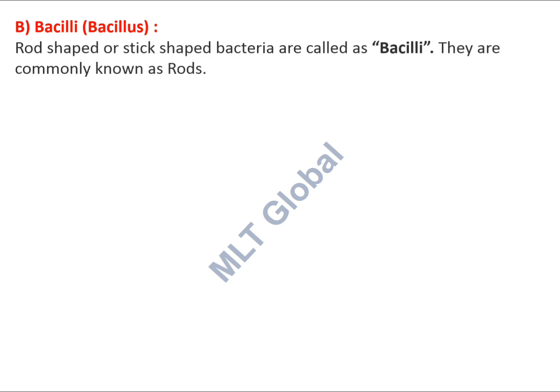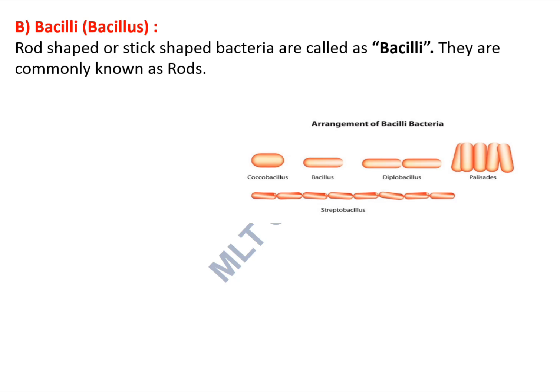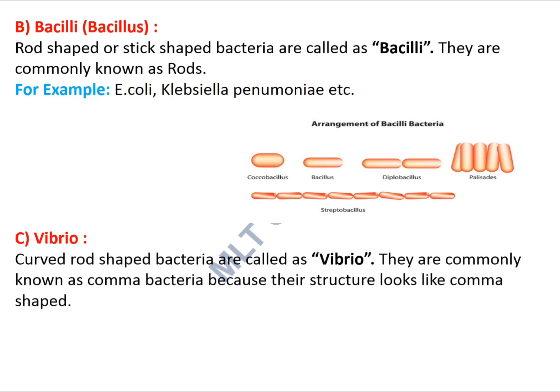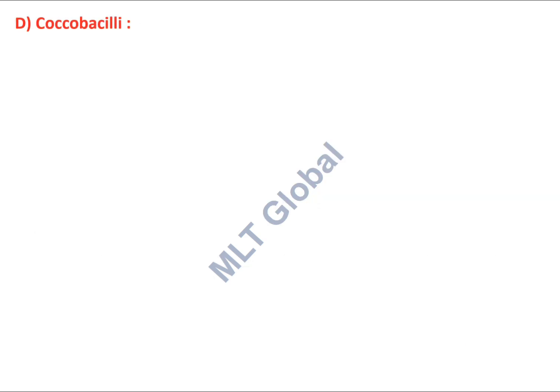B. Bacilli or bacillus. Rod-shaped or stick-shaped bacteria are called as bacilli. They are commonly known as rods. For example, E. coli, Klebsiella pneumoniae, etc. C. Vibrio. Curved rod-shaped bacteria are called as Vibrio. They are commonly known as comma bacteria because their structure looks like comma shaped. For example, Vibrio cholera.